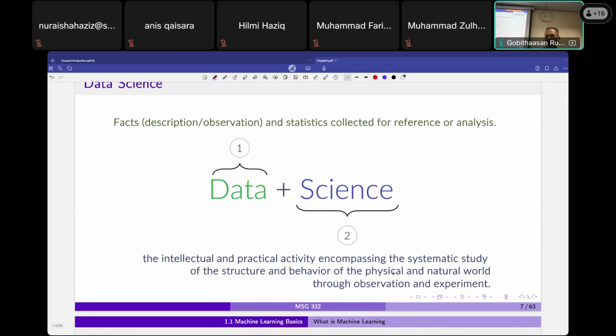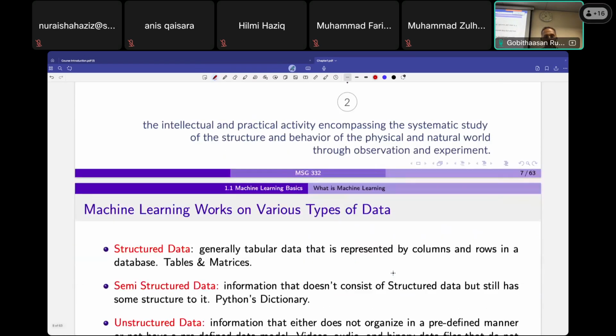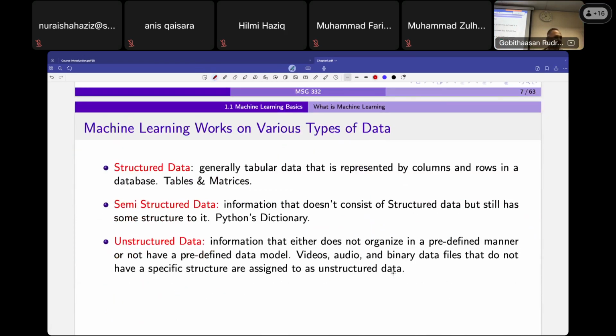And what is science? Of course, you know what is science. The intellectual and practical activity encompassing the systematic study of the structure and behavior of the physical and natural world through observation and experiment. A long sentence, but that is science. In short, I just want to do analysis in a very structured manner. Okay. So first thing first, data, right? First, the story is data. Even next week, the lecture is going to be all about data.